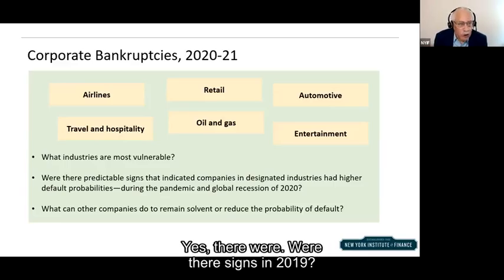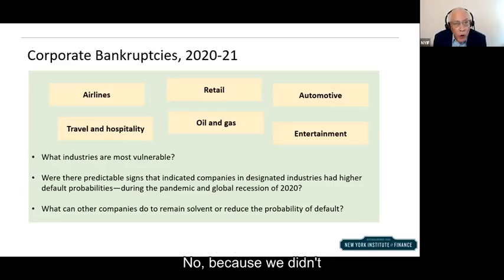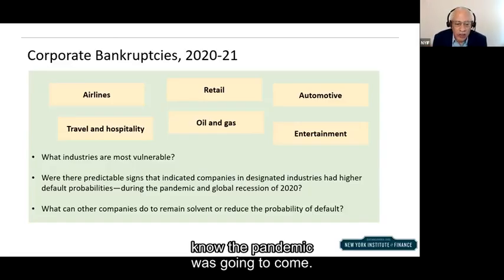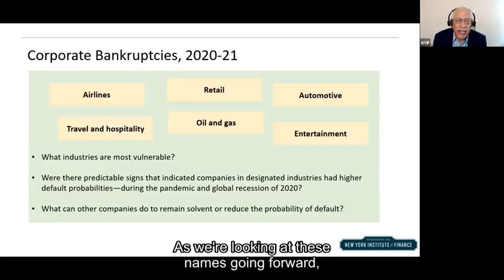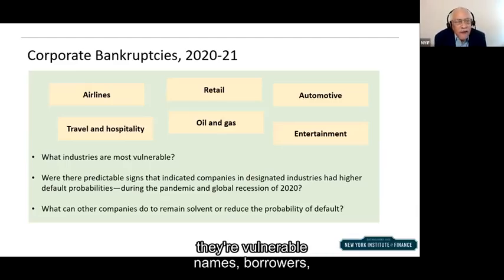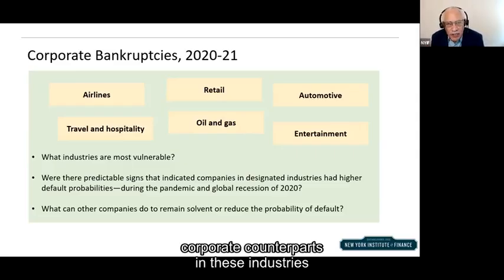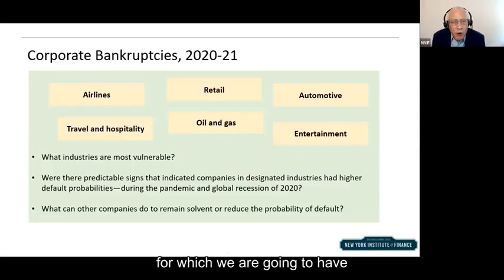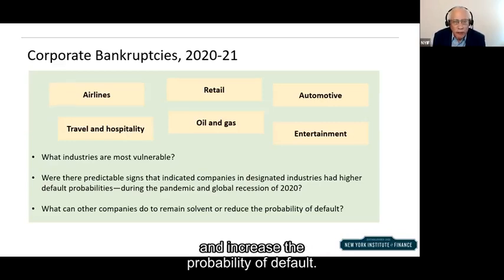Were there predictable signs at the outset as it relates to these industries in 2020? Yes, there were. Were there signs in 2019? No, because we didn't know the pandemic was going to come. And so as we're looking at these names going forward, we're asking: are there vulnerable names, borrowers, corporate counterparties in these industries for which we're going to have to change our rating and increase the probability of default?